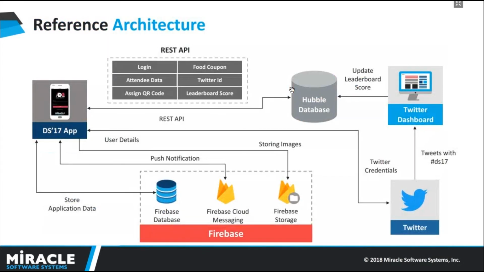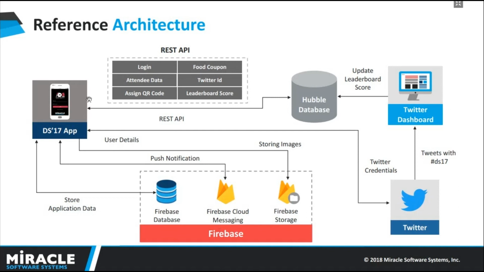Now, the next slide, the reference architecture. As you can see, in the reference architecture for this application, we have used two databases. That is the Hubble database, which is our own internal database based on MySQL. And the other database is the Firebase database. So now, first let's discuss the Hubble database APIs which we have consumed in our application.